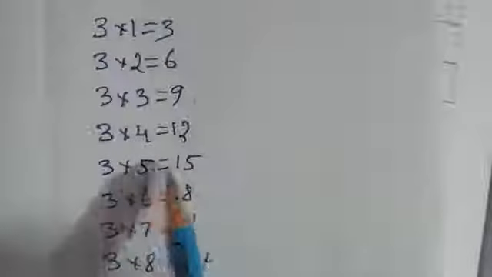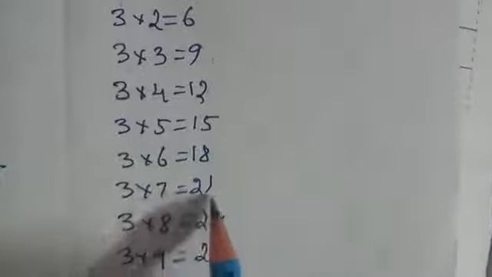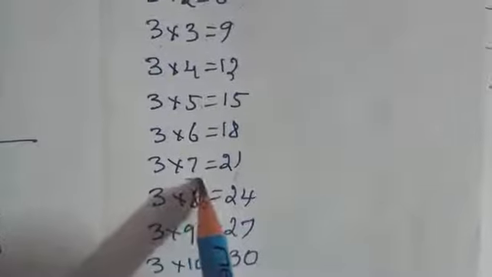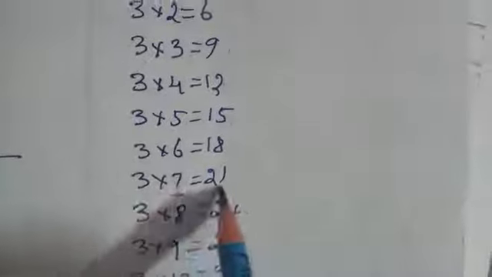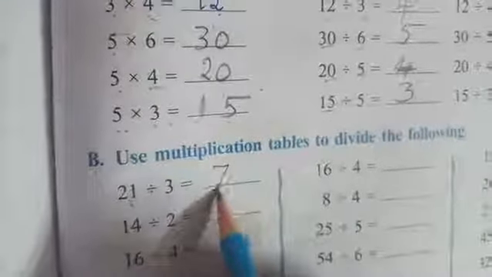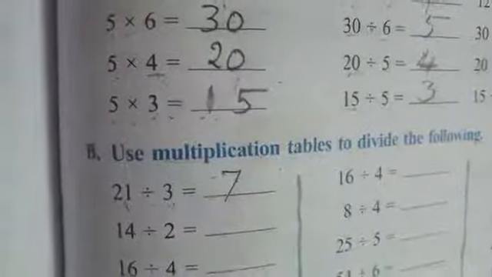Shall we see? 3 ones are 3, 3 twos are 6, 3 threes are 9, 3 fours are 12, 3 fives are 15, 3 sixes are 18, 3 sevens are 21. Which place does it come? It comes in the 7th place. 7 times 3 is 21. So what is the answer here? 7.